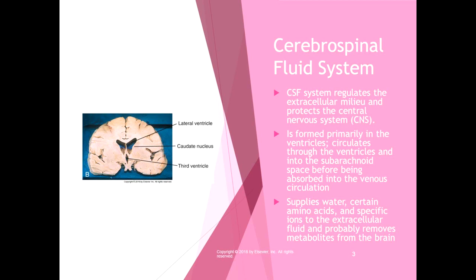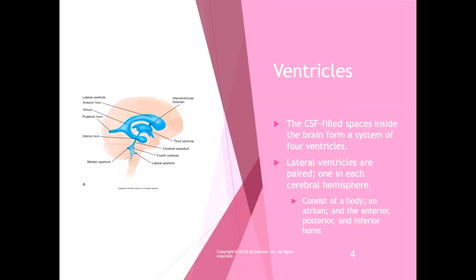So the ventricles, conveniently enough, are numbered so you know where they go to and from. The CSF supplies water and certain amino acids and specific ions to the extracellular fluid, and it probably removes metabolites from the brain as well as the glia and their cleanup function. So the CSF is all integral to that as well. The ventricles are CSF-filled spaces inside the brain, and it's the system of 4 ventricles, and because we have those fluid-filled ventricles inside the brain, that is part of the cushioning effect.